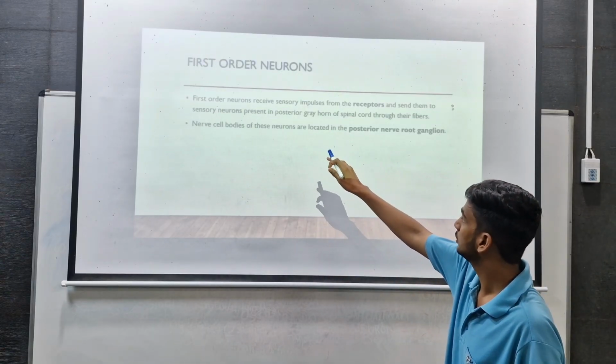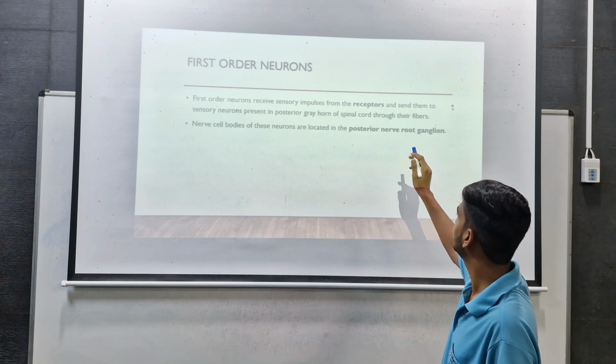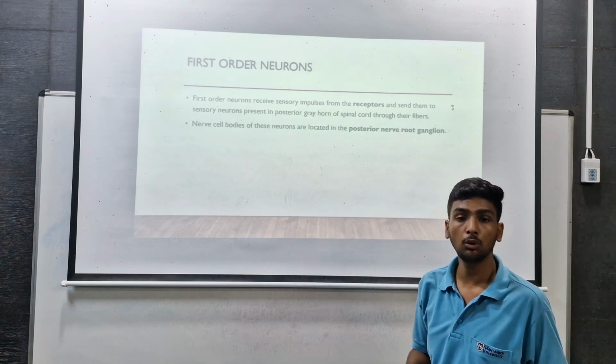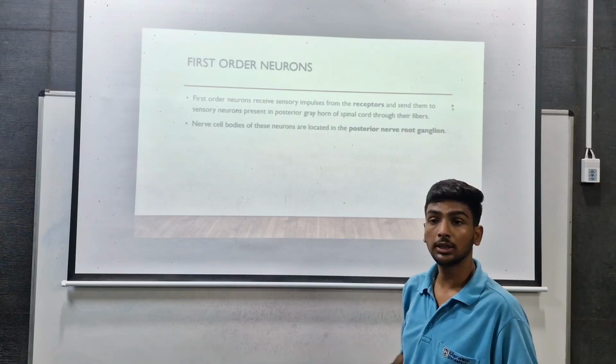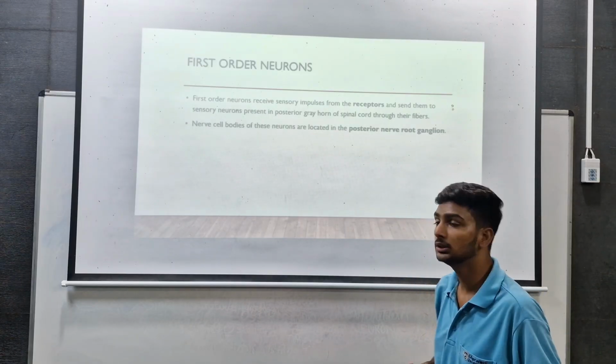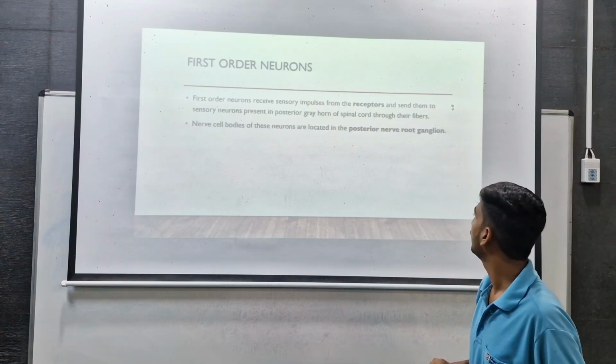So now we'll see the first order neuron. The first order neurons receive sensory impulses from the receptors and send them to the sensory neurons present in the posterior gray horn of the spinal cord through their fibers. Nerve cell bodies of these neurons are located in the posterior root ganglion.